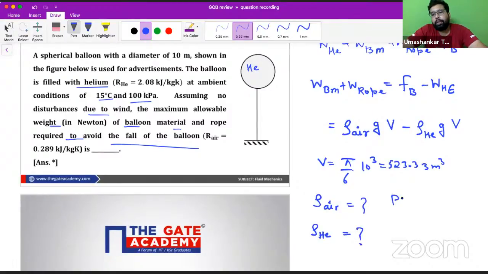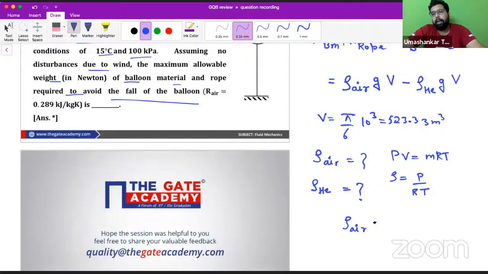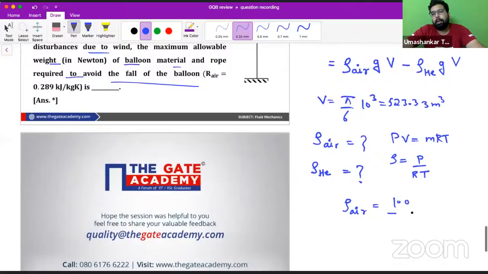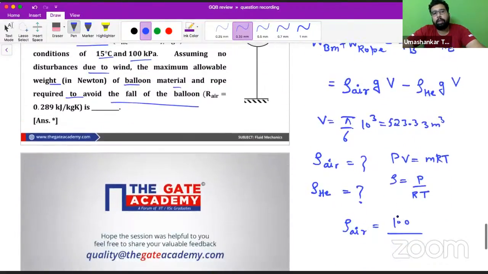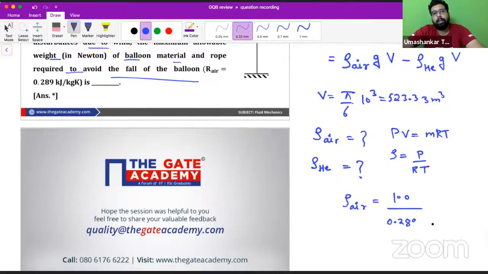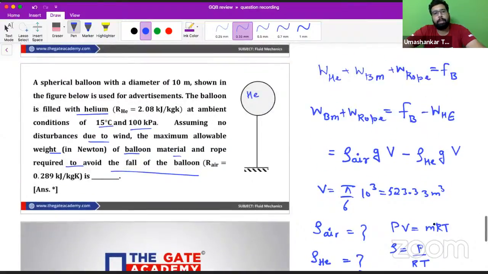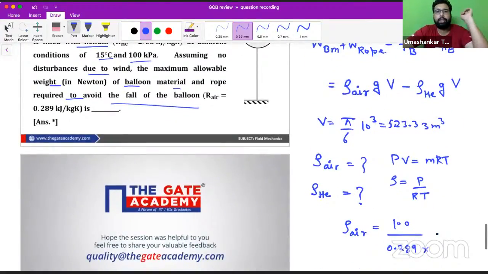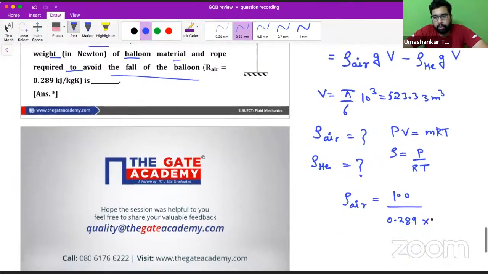Now for this, we know the equation PV is equal to mRT, because both helium and air are ideal gases. If I do mass by volume, that is the density, so basically it is P by RT. Now for the density of air, the pressure is given as 100 kilopascal. What is the R for air? It is given to be 0.289 kilojoule per kg Kelvin. And what is the temperature? The temperature is 15 degrees, so do not forget to change it to Kelvin. Whenever we use the ideal gas equation, the temperature should be in Kelvin. So this is going to be 288.